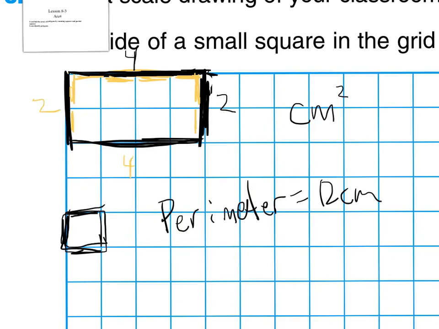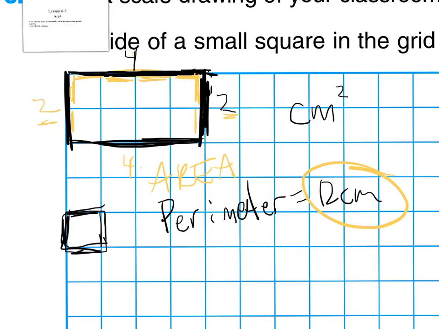You add them all up. 4 plus 4 is 8, plus 2 is 10, plus 2 is 12. So that got you 12 centimeters. But when you want to know the square centimeters on the inside, which is the area, when you want to know the area, you count everything that's inside of it.